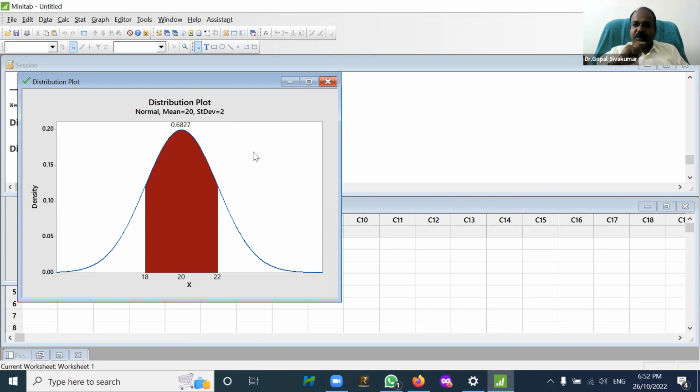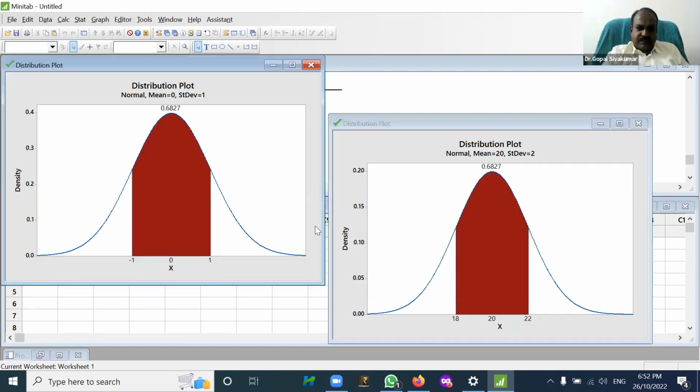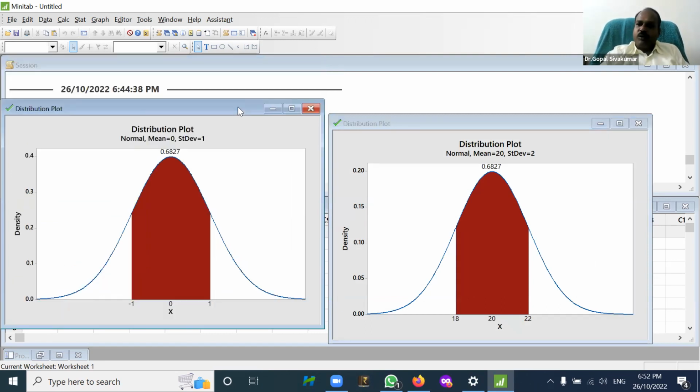This is similar to the previous one we looked at. Now, can you open the previous graph? That graph. What is the difference between the two? Here you have 18 and 22. Here you have minus 1 and plus 1. But both are giving the same value. Do you understand? 20 is converted to 0, 18 is converted to -1, 22 is also converted to +1.